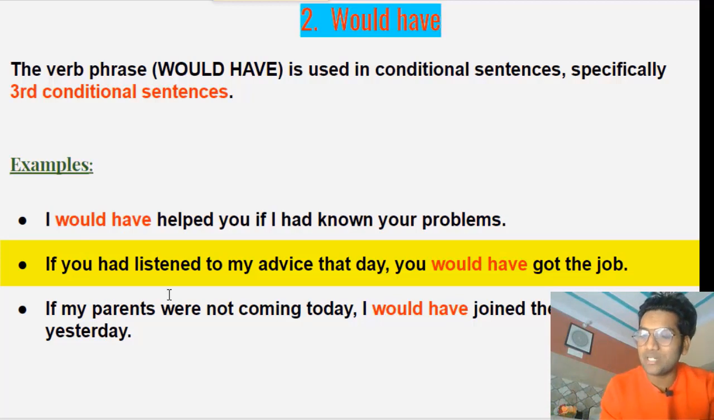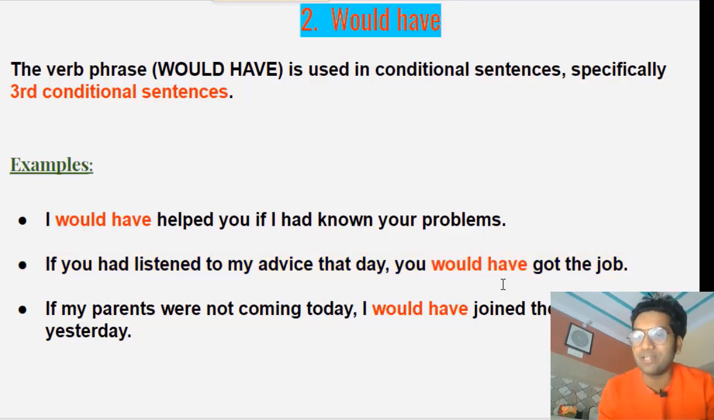If you had listened to my advice that day, which you did not do, you had not listened to my advice that day, and that's why you had not got the job. But if you had listened to my advice that day, you would have got the job. If something had happened in the past, something else would have happened. Again, a hypothetical sentence. This is called a third conditional sentence.